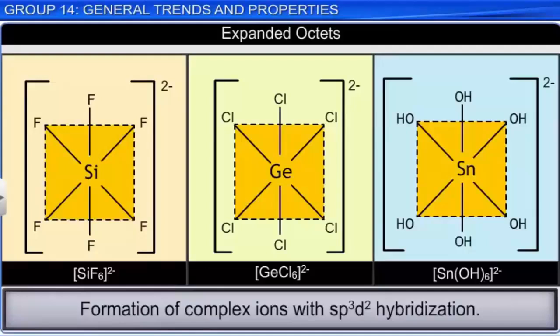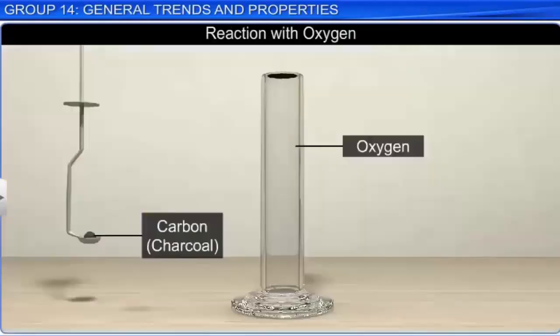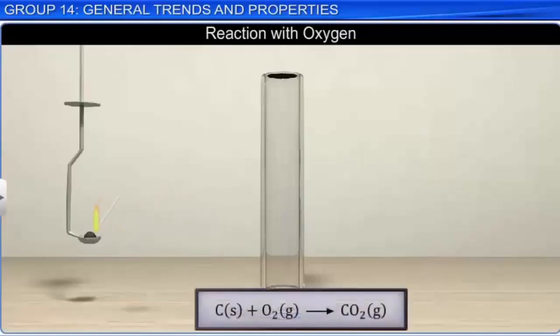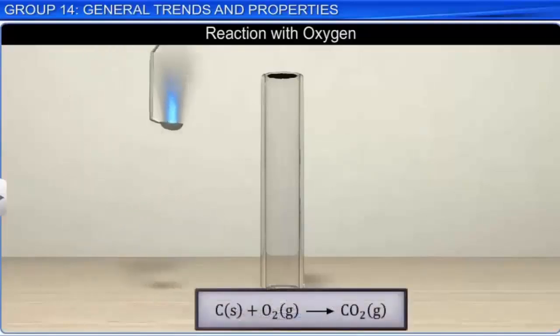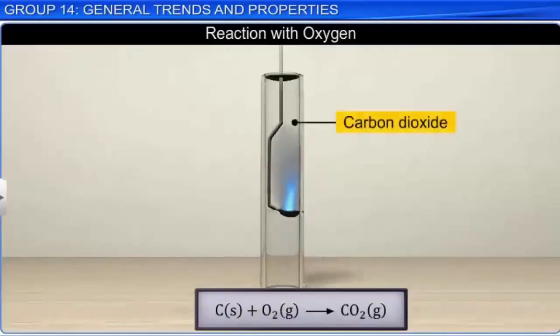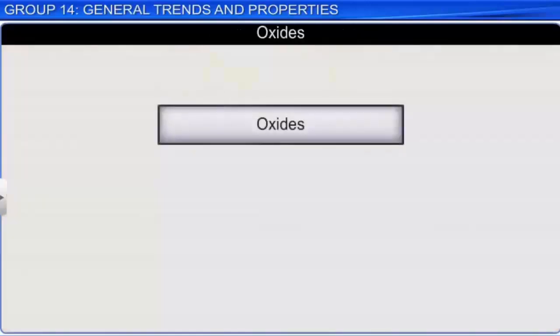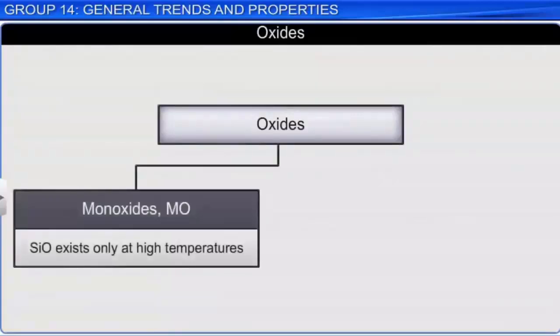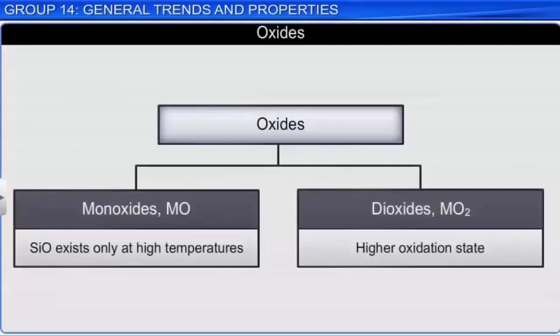All the group 14 elements form oxides when heated in oxygen. For example, if wood charcoal is strongly heated and placed in a glass jar containing oxygen, carbon dioxide will form. There are two main types of oxides: monoxides and dioxides. It should be noted that silicon monoxide is found only at high temperatures.